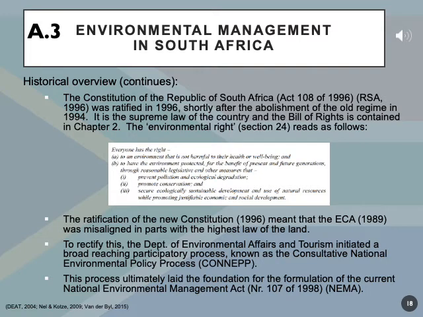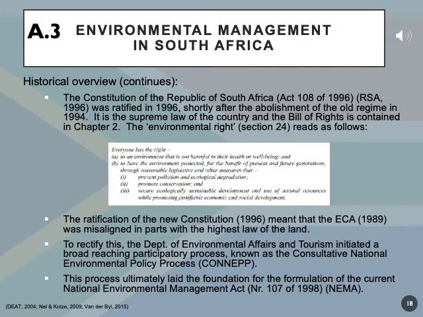The Constitution of the Republic of South Africa was ratified in 1996, shortly after the abolishment of the old regime in 1994. It is the supreme law of the country, and the Bill of Rights is contained in Chapter 2. The environmental right, Section 24, is enshrined in this chapter, and it reads as follows.